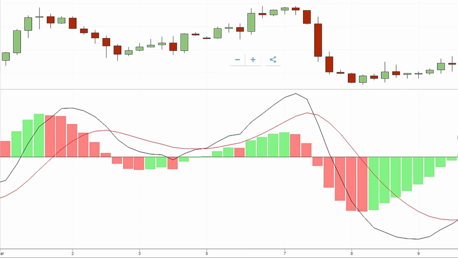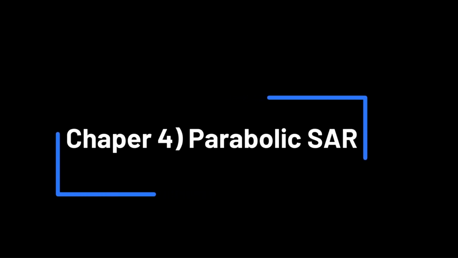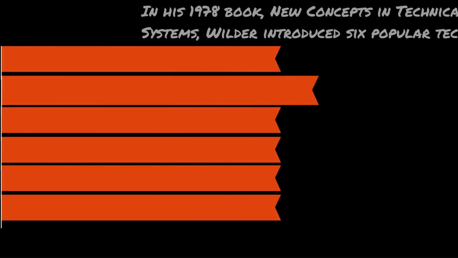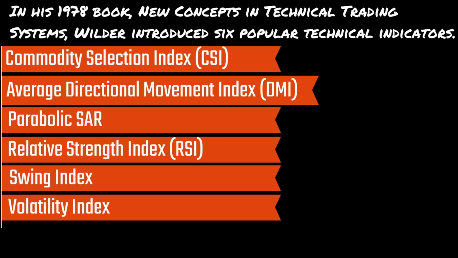Parabolic SAR, a beautiful indicator you can use to get out of your trades. SAR stands for stop and reversal. Parabolic SAR is a method devised by J. Wells Wilder to find potential reversals in the market price direction. We will see the creator of this indicator several times, as this is not the only one he introduced. This is how the indicator will look.